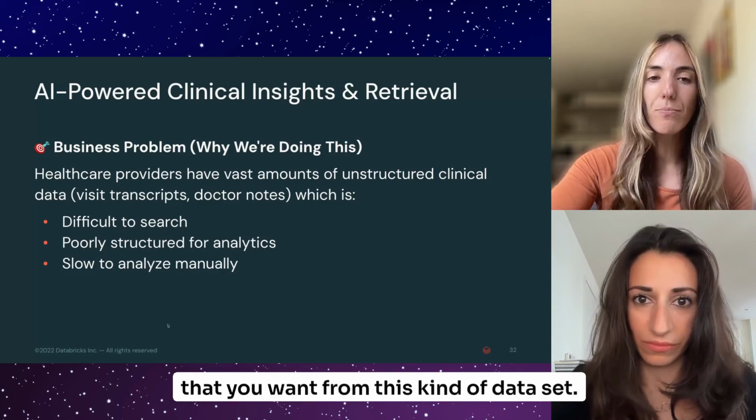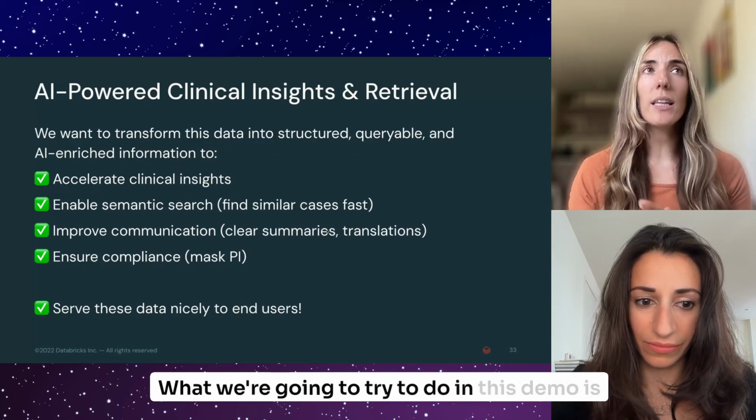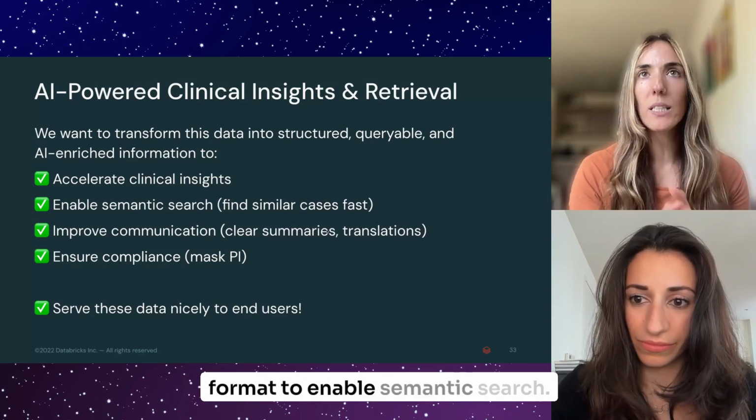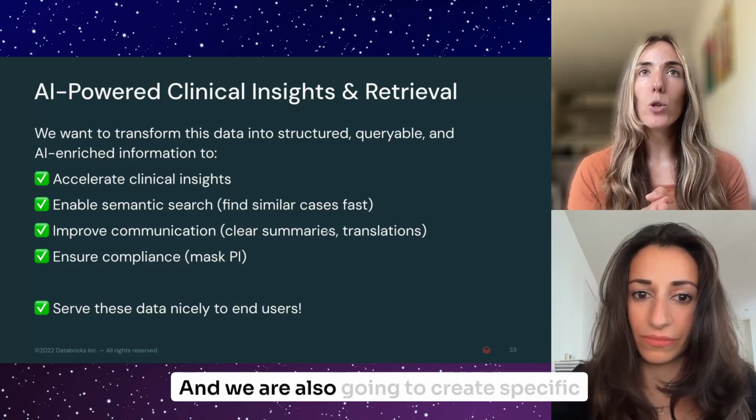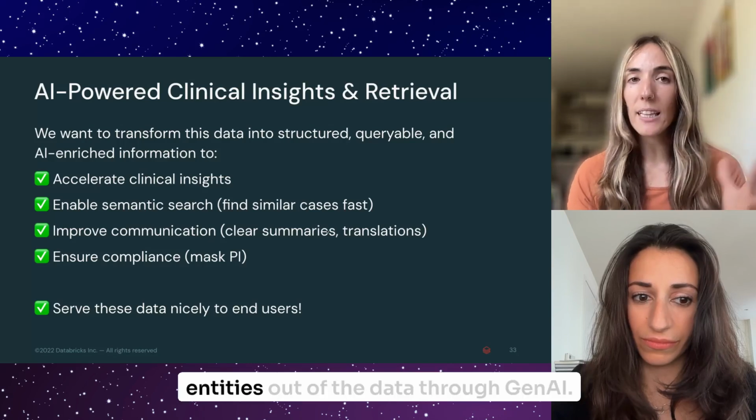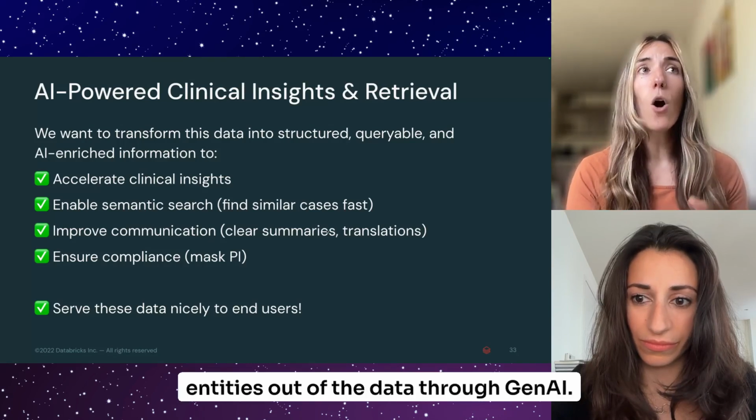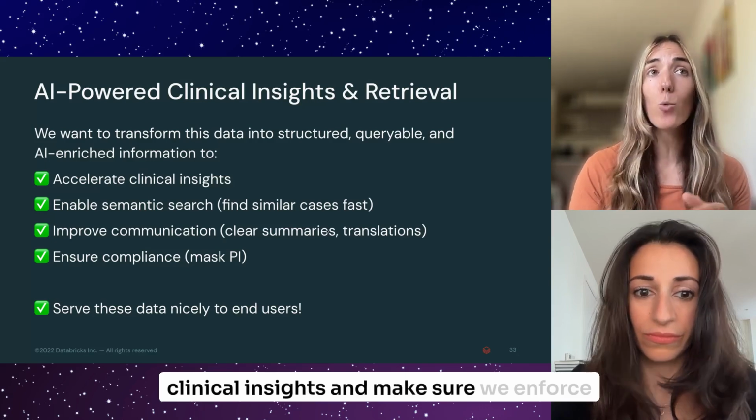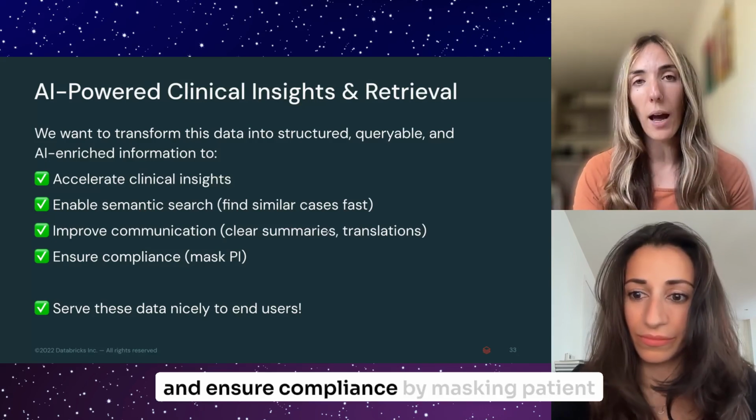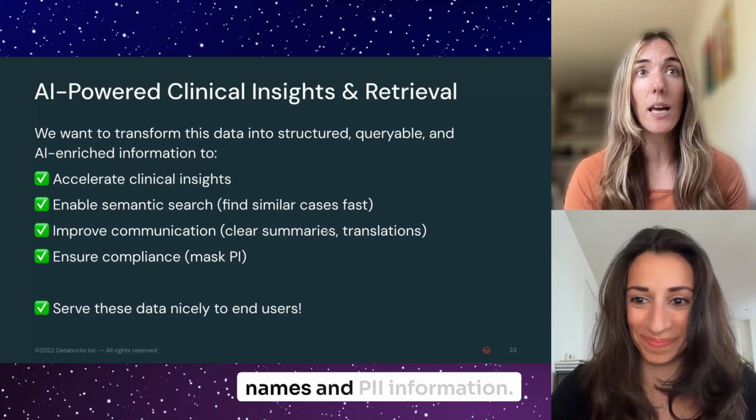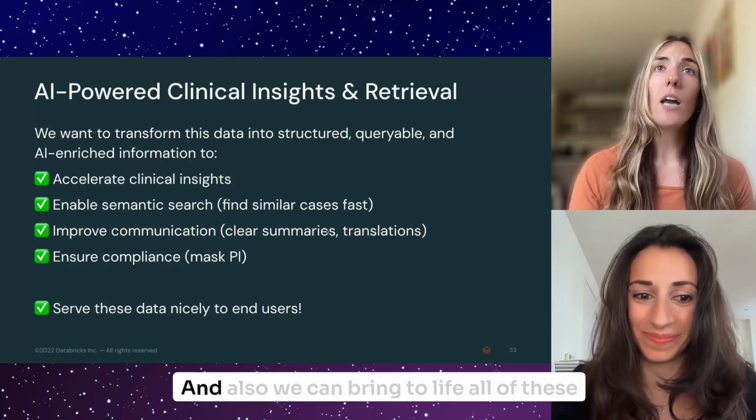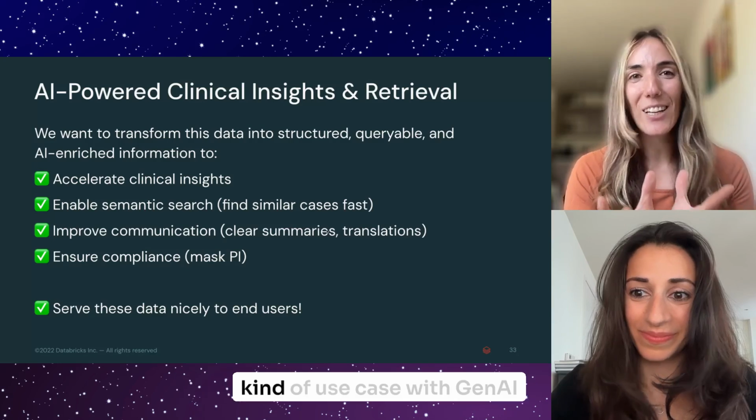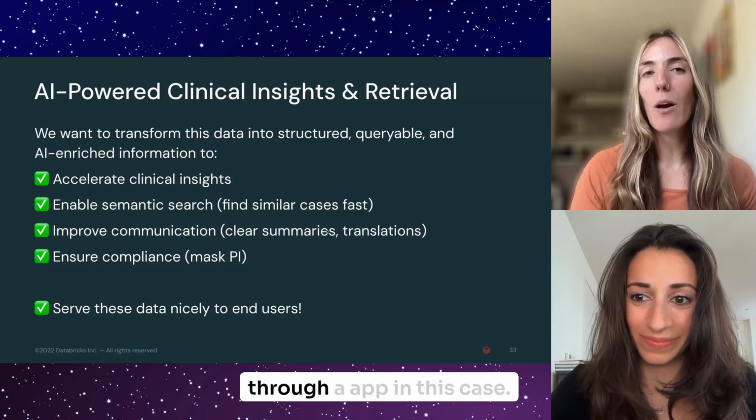What we're going to try to do in this demo is bring the data into the right format to enable semantic search. And we're also going to create specific entities out of the data through GenAI. All of this is to accelerate the clinical insights and make sure we enforce and ensure compliance by masking patient names and PII information. And also we can bring all of these use cases with GenAI to life in an app.